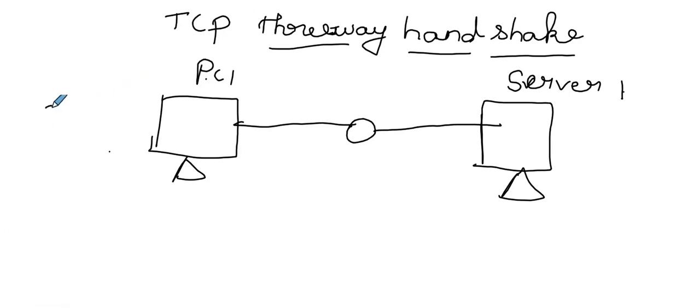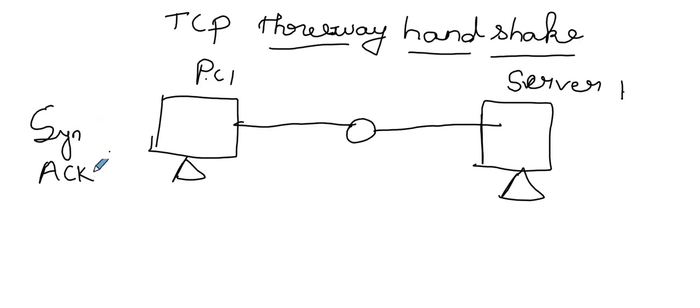So there are two flags, SYN and acknowledgement. SYN means synchronization, and ACK means acknowledgement.